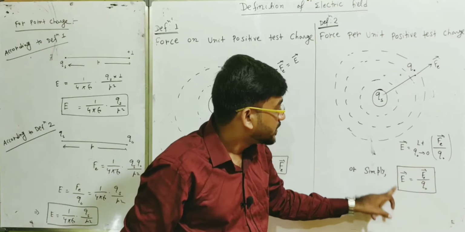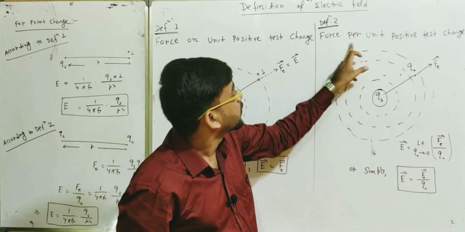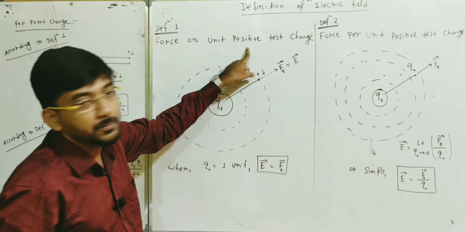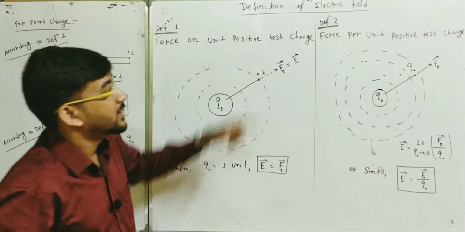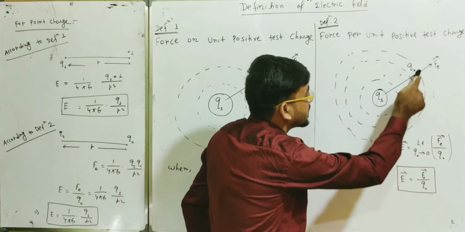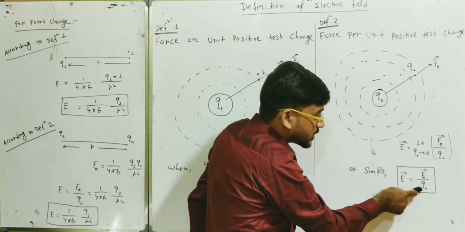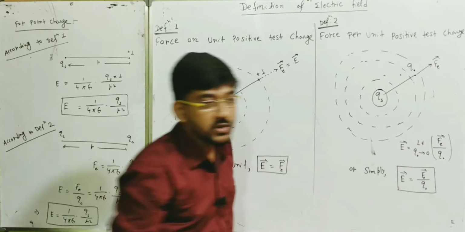So generally this will be the definition of electric field, that is the force per unit positive test charge, not on unit positive test charge. Here per unit positive test charge means here is a test charge Q0, and the force per unit positive test charge means Fe divided by Q0.